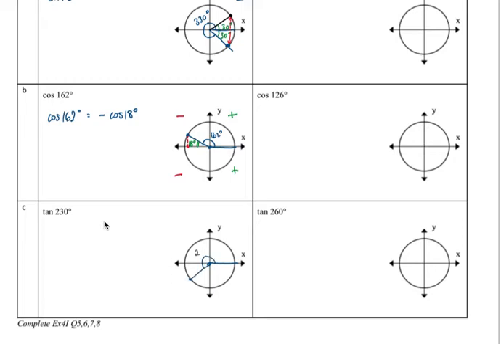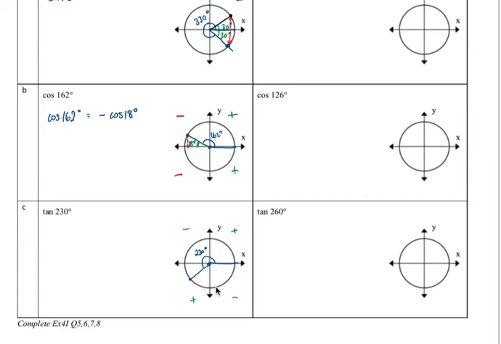Now, tangent. We know tangent is essentially like a gradient, right? So tangent is positive in this and this quadrant, because see how that's a positive gradient? Whereas a negative gradient would be anything in here, a negative gradient to the origin, and so would here, coming out of the origin. So therefore we can say positive, positive, negative, negative.